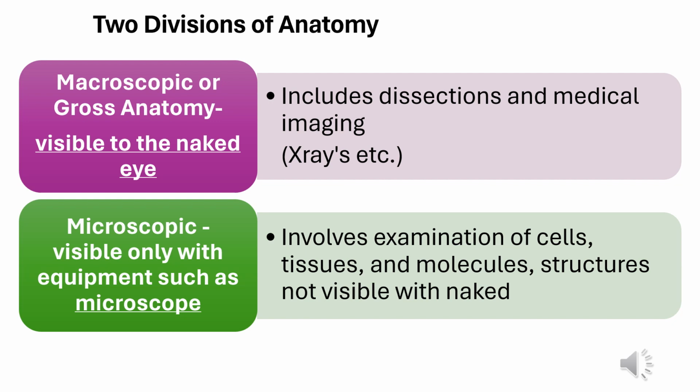X-rays and medical imaging are used to see structures that are not visible because they are inside the body and covered with skin. Using a microscope allows us to see structures that are too small for the naked eye, or microscopic. Being able to identify and label structures is essential in the study of the body, and it is the foundation of understanding how the body works.